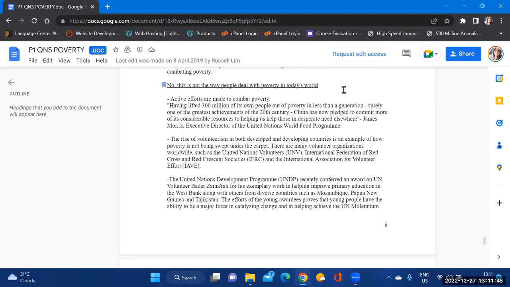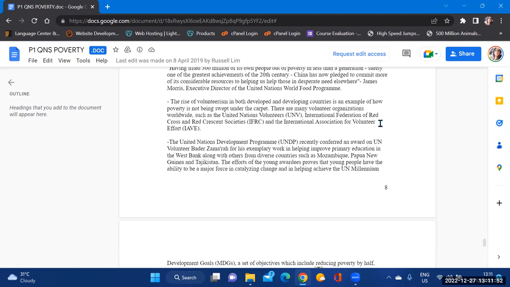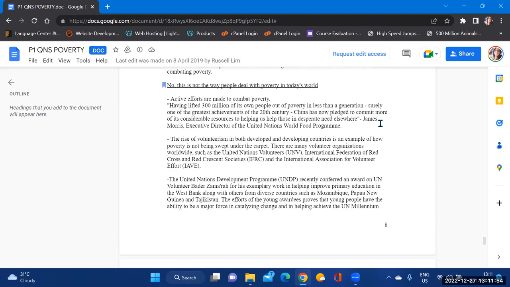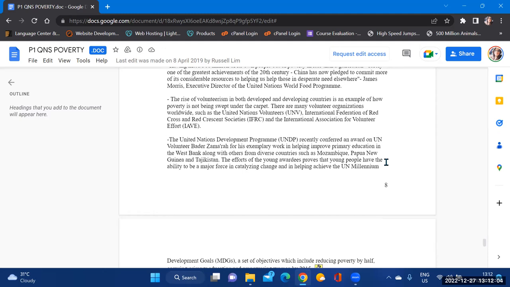On the other hand, if we say, no, this is not the way people deal with poverty in today's world, how can we argue that? Active efforts are made to combat poverty. You can find your own resources and conduct your own research as to the statistics. And the rise of volunteerism in both the developed and developing countries is an example of how poverty is not being swept under the carpet.